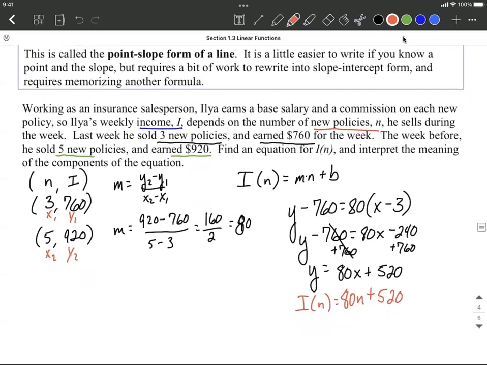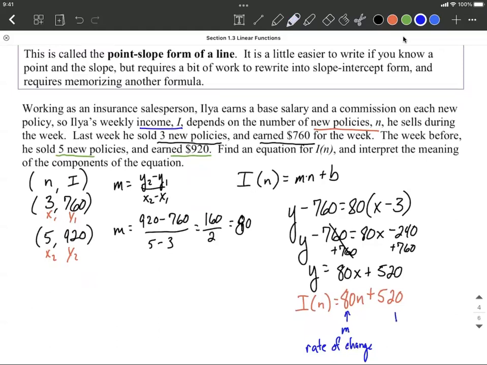All right, so let's interpret the meanings for these components. Now that we're in slope-intercept form, this typically is our m value, or we can think of that as the rate of change. All right, so it's positive. That means that it is increasing by 80 for every single new policy that we sell. So 80 multiplied by the number of policies you sell that week. So if you sell 1 policy, it's 80 times 1, you make $80. 2 policies, 80 times 2, you make $160, and so on.